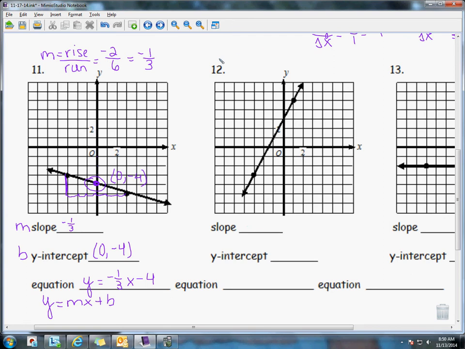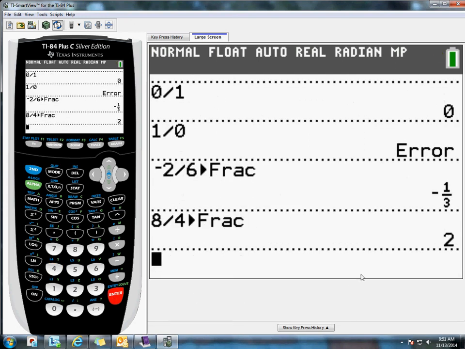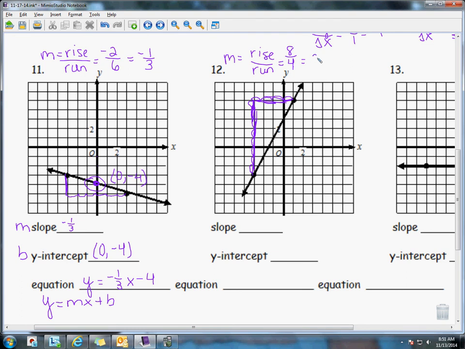Okay, number 12, again, m is equal to rise over run. So I'm going to draw my little, I call them Pac-Man lines, just straight up and down to connect them. Helps me do my little bunny hops. So my rise is going to be 1, 2, 3, 4, 5, 6, 7, 8. My run is 1, 2, 3, 4. So I have 8 over 4. Again, you can always use your calculator if you want to. 8 divided by 4. You can always hit math and enter and it'll reduce it. And that just comes out to 2. So this is just equal to 2. My slope is just going to be 2.